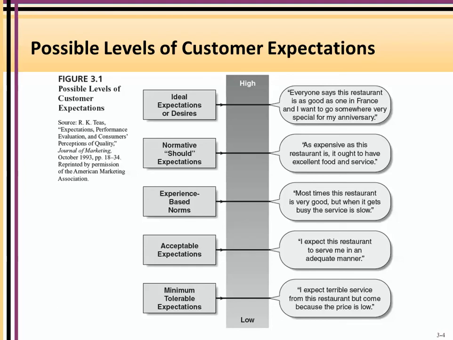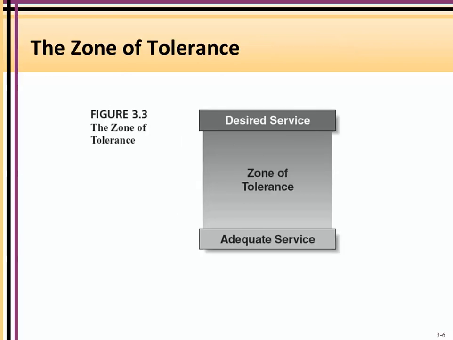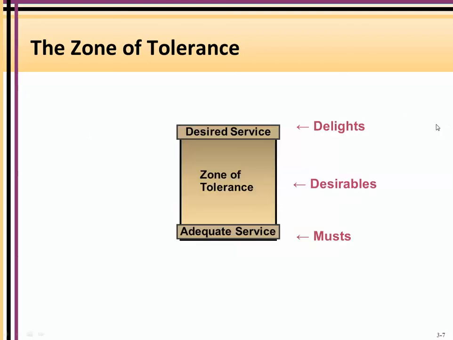So what level is your firm? Are you at a high level of meeting customer expectations, or at a low level? And where should you be? As we can see, there's a range from desired service to adequate service, and how broad that range is depends on a number of factors. It can also relate to the particular element of service you're offering. The gap between desired service and adequate service is known as the zone of tolerance.